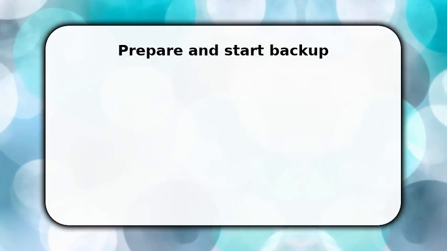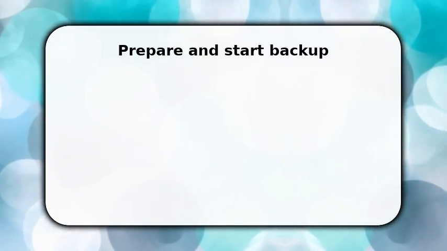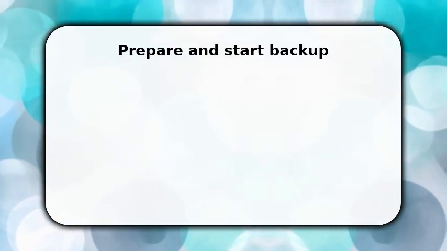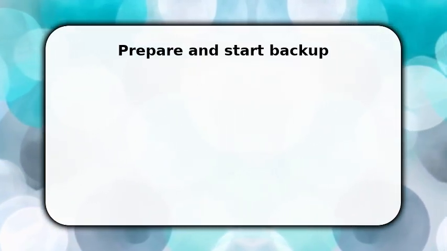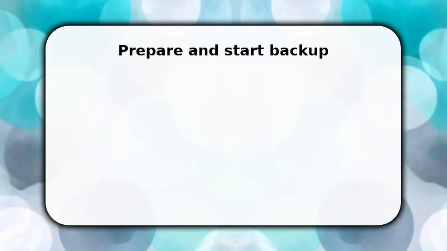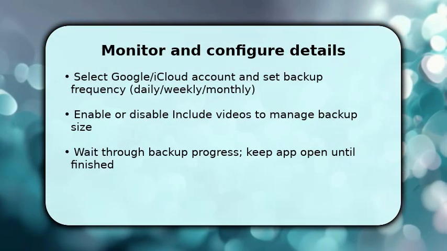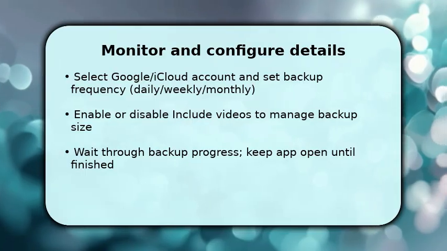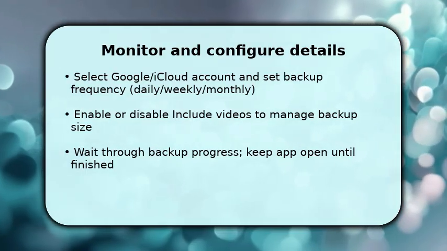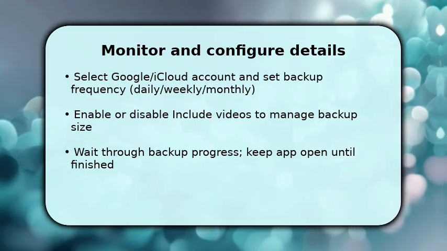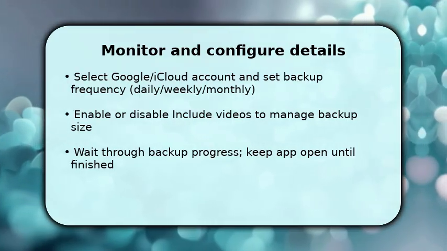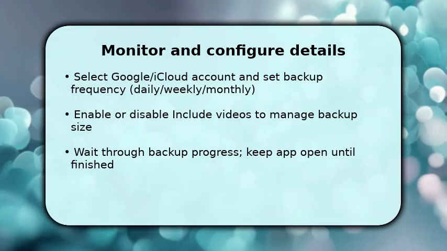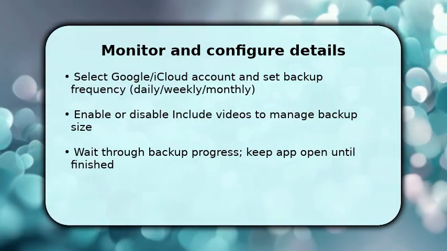Start the Manual Backup button to create the first full archive before moving on to incremental steps. Once the initial backup begins, monitor progress and configure details. Choose the cloud account for storage and pick a backup frequency that fits your usage. Make sure to enable Include Videos only if you have ample space, because videos increase size dramatically.